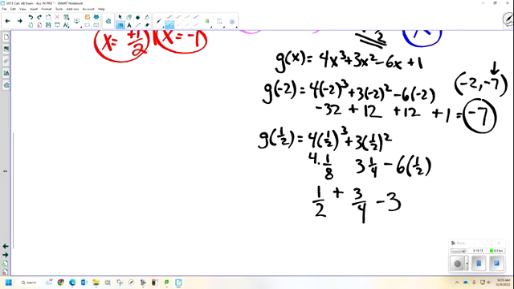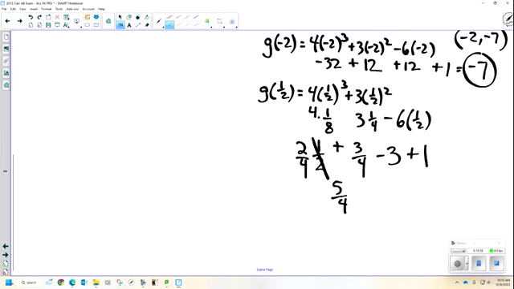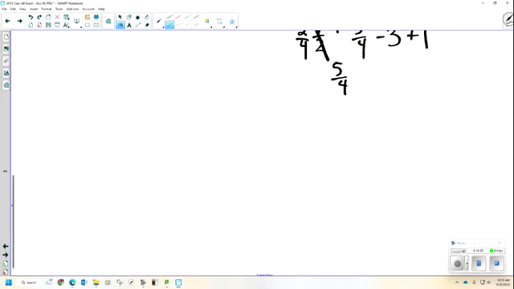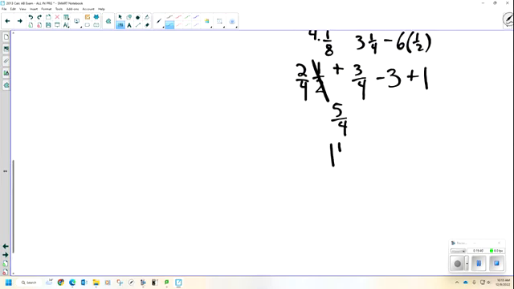Plus 1. Now, I'm not sure exactly what this is going to be. I can do it out. This is the same thing as saying 2/4, right? 1/2. So I got 5/4. Oh, man, I'm running out of space here. I have 5/4, which is the same as 1 1/4, minus 3 plus 1. So 1 1/4 plus 1 is 2 1/4 minus 3, which is -3/4.